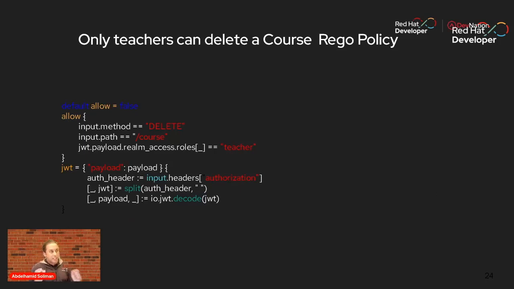All right, so here is an example of a Rego policy. As our use case, we want to allow only the teacher to delete a course. So in this policy, you need to check if the HTTP method is DELETE and if the input resource is course. And then you need to check the JWT claim. The JWT claim has a role called teacher. If that is true, the request would be allowed, and OPA will return allowed as a decision to the API gateway.